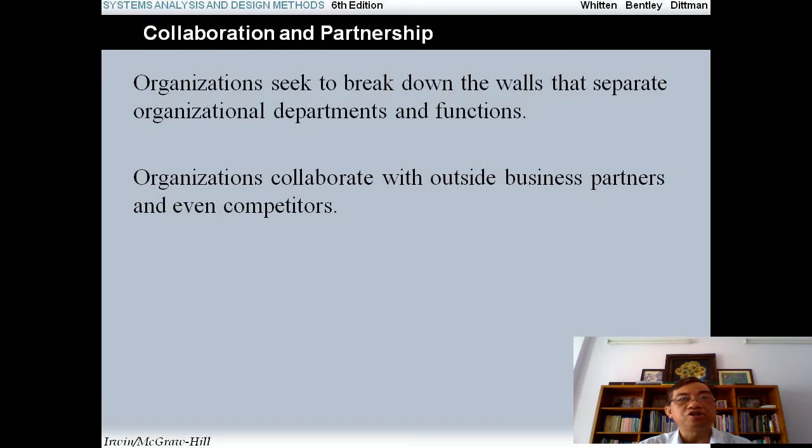Now I go to collaboration and partnership. Organizations shift to break down the walls between separate organizations, departments, and functions. In collaboration, organizations collaborate with outside business partners and even competitors to develop their services and products.